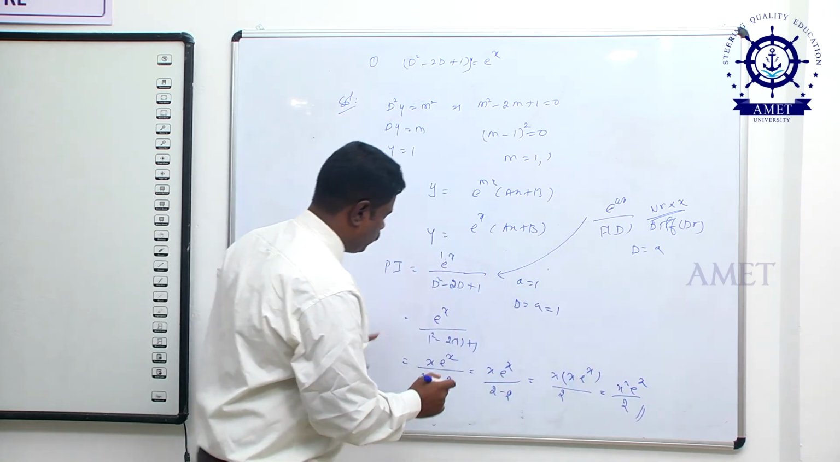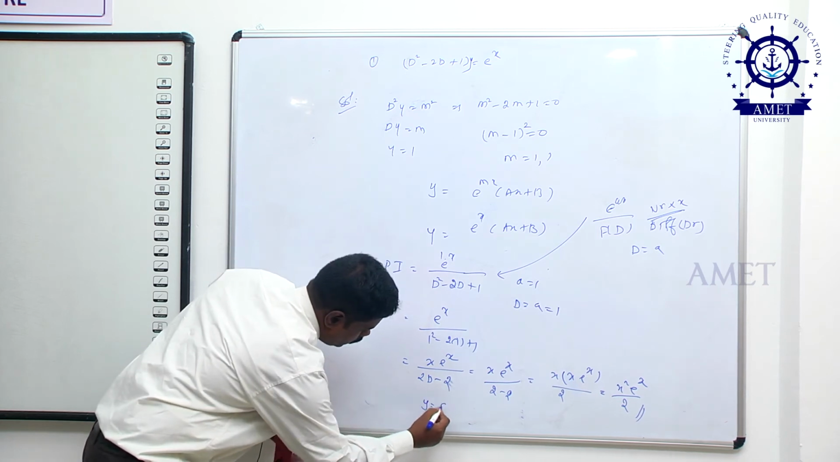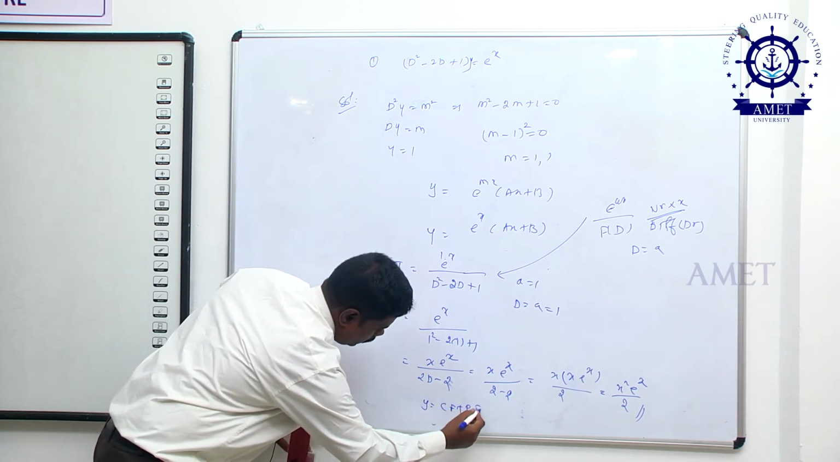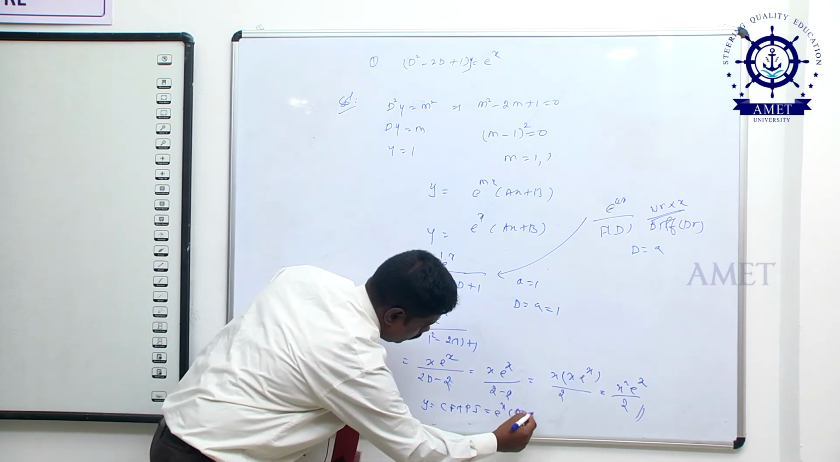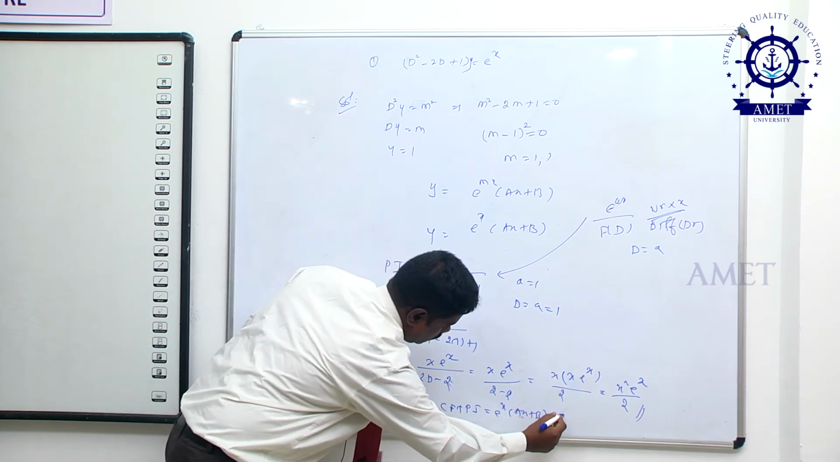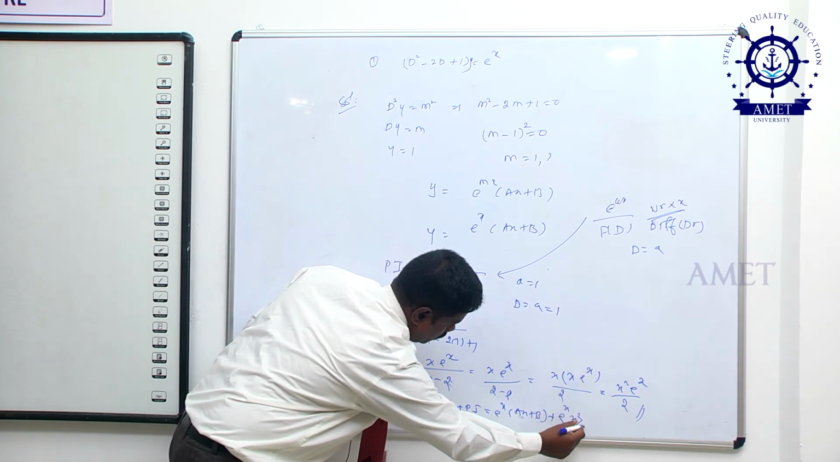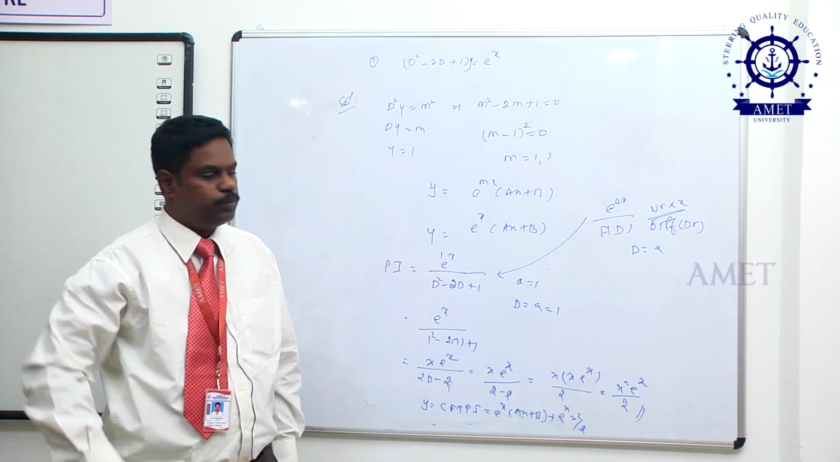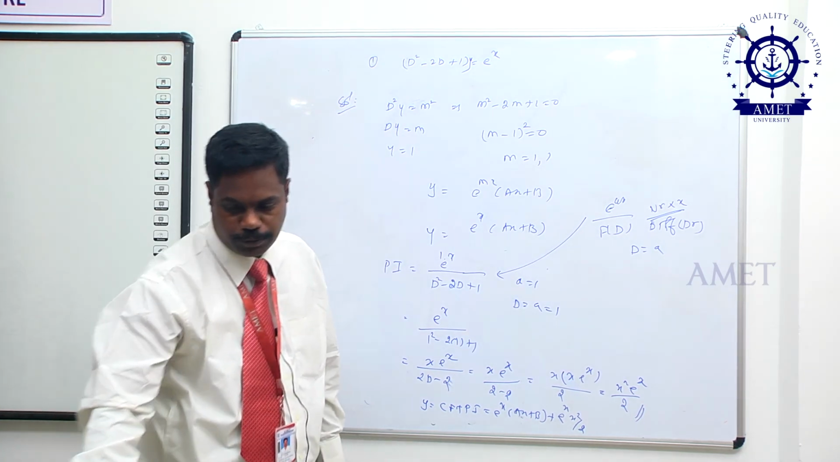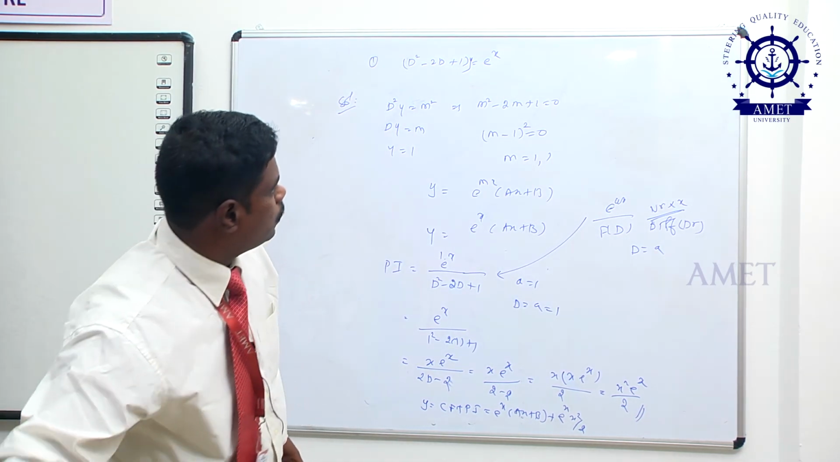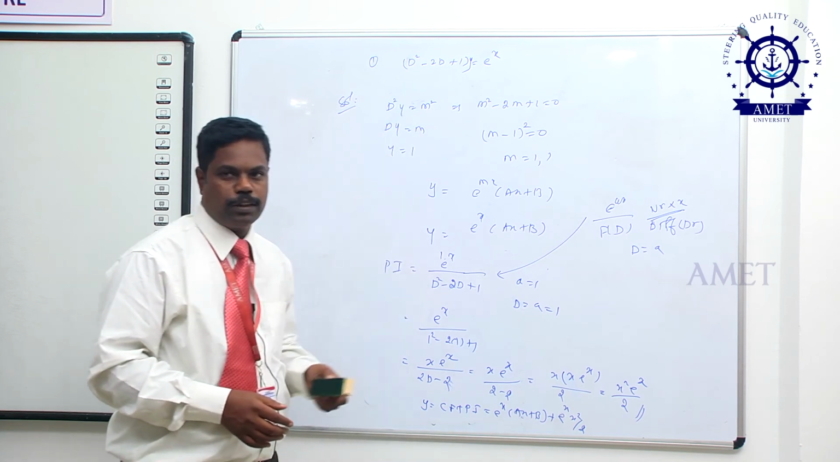Then the final part is when you add together, y is equal to complementary function plus particular integral, that is e power x into (ax plus b) plus e power x into x squared divided by 2. Any doubt? Okay. Now we will move on to the next problem.